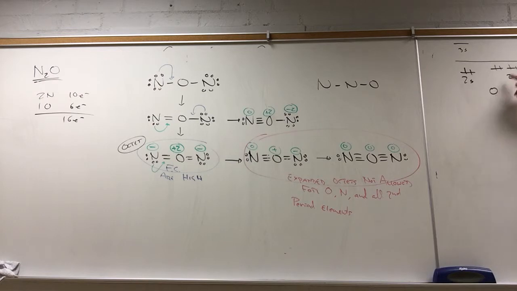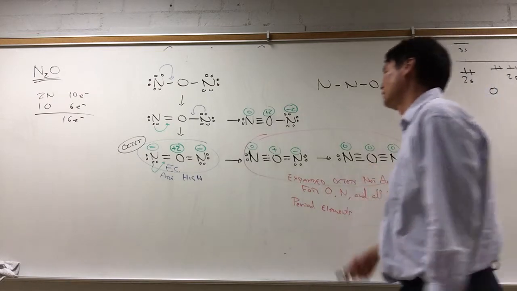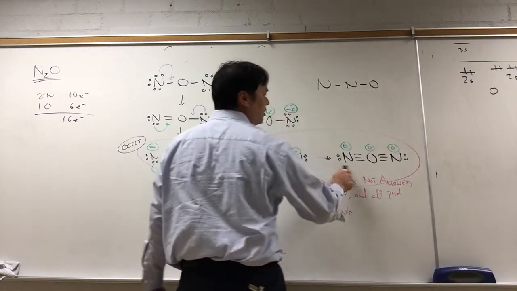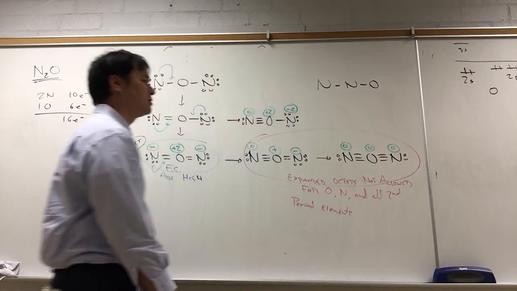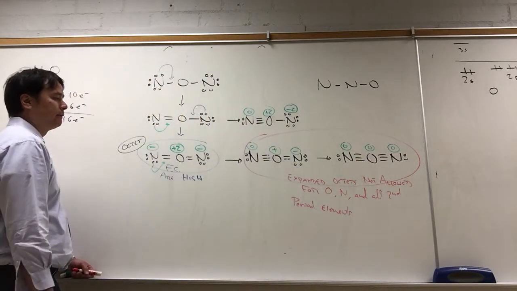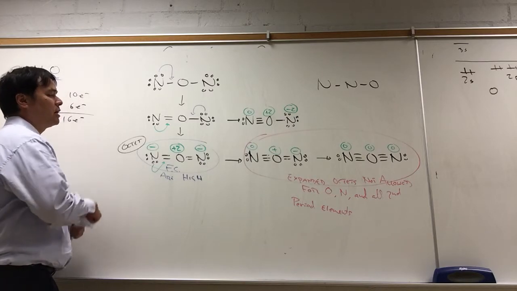Whereas oxygen, there's no 2d orbitals, and therefore it's not going to expand. The same thing for nitrogen. And so even though we can get lower formal charges, we cannot expand the octet. Expanded octets are not allowed here. And so we're stuck at an octet.